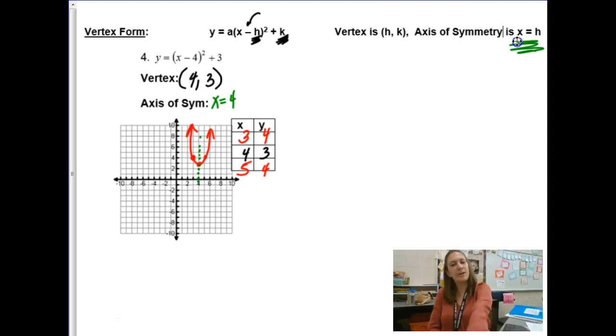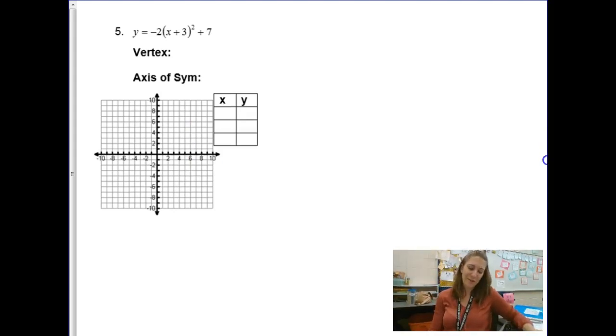Domain, range, we could do it all. But I'm not going to. Moving on. Another vertex form question. So instead of calculating the vertex, I should be able to just open my eyes and look for the vertex. Remember, there's a built-in negative right there. So this is a negative 3, 7.